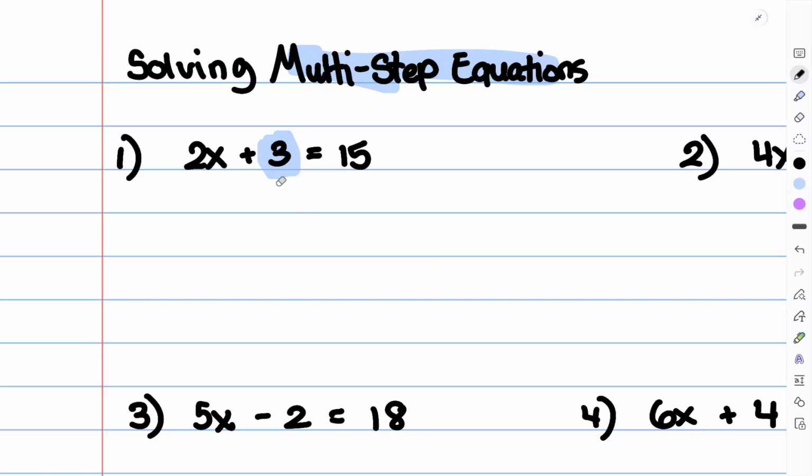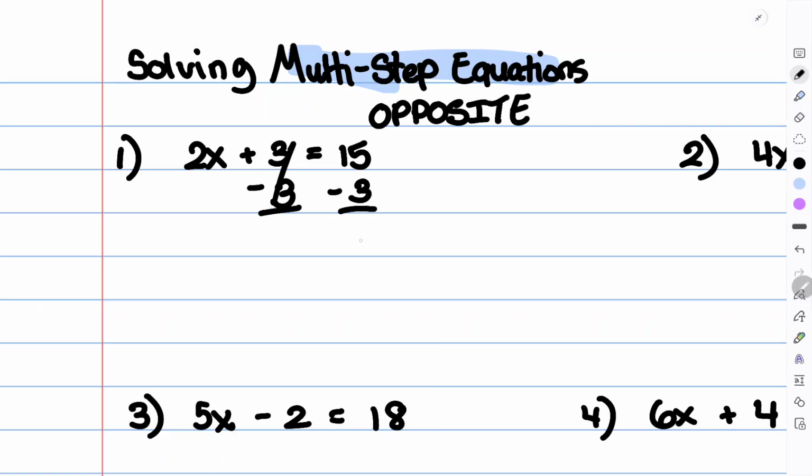So now we want to remove the floater. Our favorite word again is going to be opposite. We're going to do the opposite of adding so we can get our variable away. So instead of adding, we're going to subtract. That cancels out, and 15 minus 3 is 12. Now we have 2x equals 12.